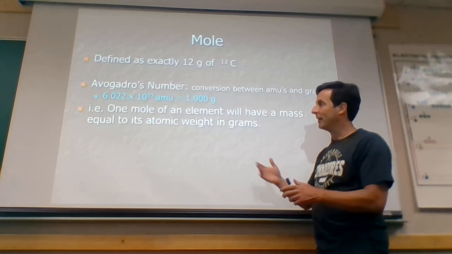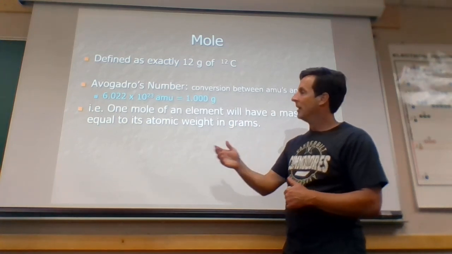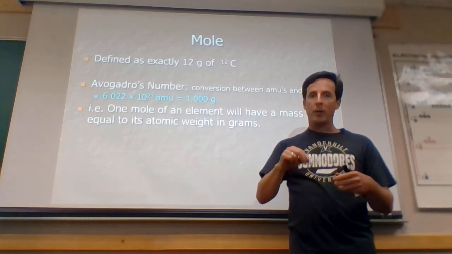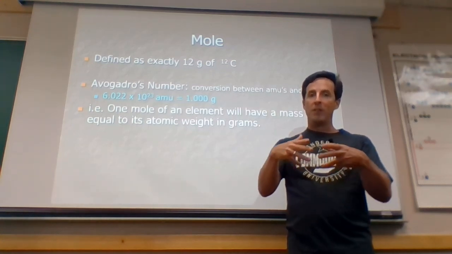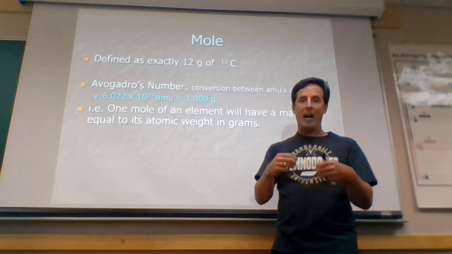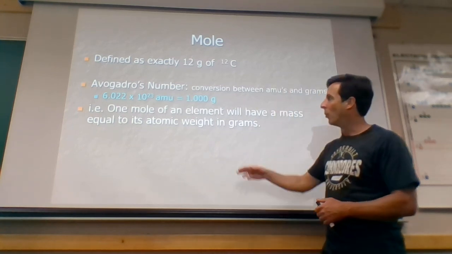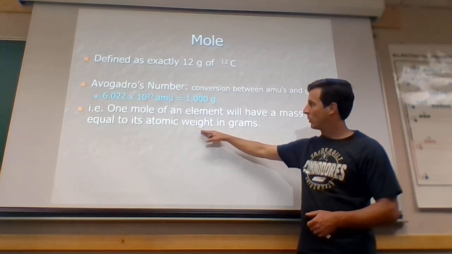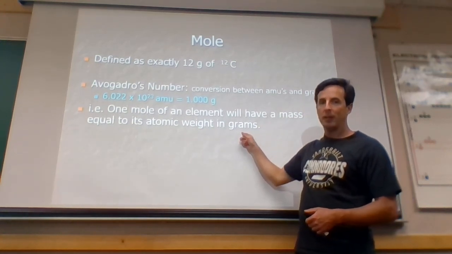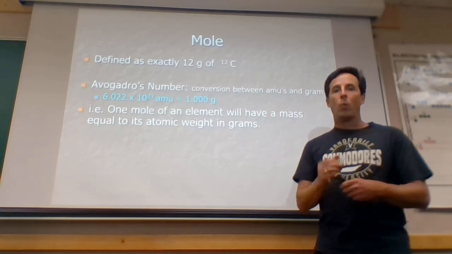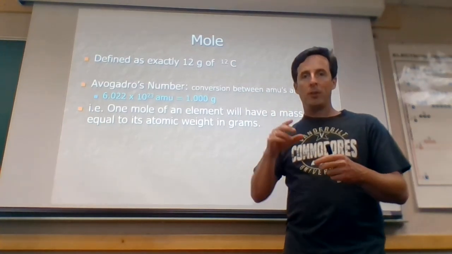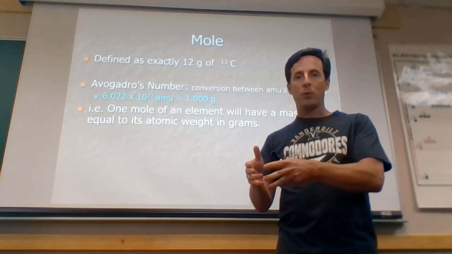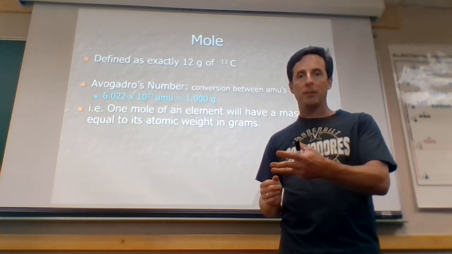But the key information that we need: 1 mole of an element, which we already said, means 6.02 times 10 to the 23rd of that element, of the atoms or molecules or whatever. So 1 mole of something is going to have a weight equal to its atomic weight in grams. What that means is 1 carbon 12 atom weighs 12 AMUs. A mole of carbon 12 will weigh 12 grams.